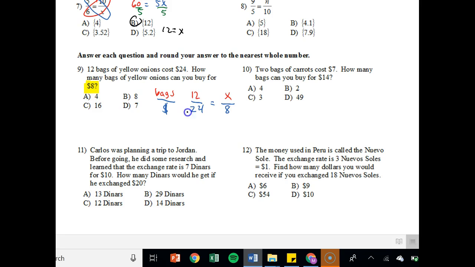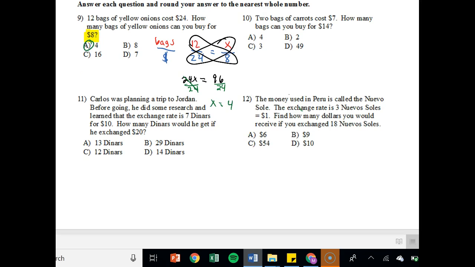So we got 24x equals 12 times 8, which is 96. And then we go ahead and divide by 24. So x is equal to 4. So it's 4 bags of yellow onions you could buy for $8. And that makes sense because you could buy 12 bags for $24. 4 bags has got to be cheaper than that, right?